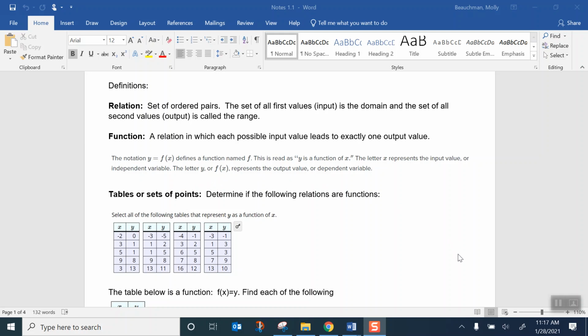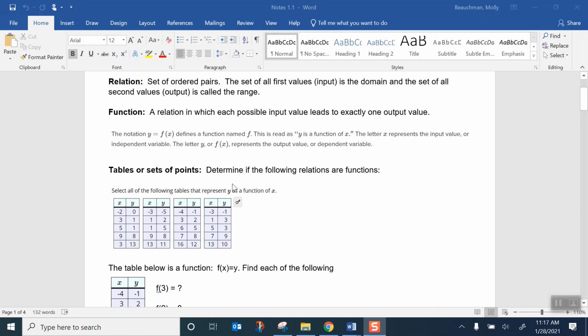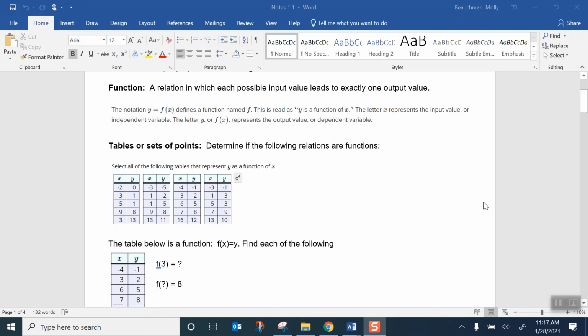So you can have a function or a relation presented in different ways. If you have a table or a set of points, and we want to determine if the following relations are functions, check to make sure that for every input there is only one output. For example, select all the following tables that do represent y as a function of x. In the first table, notice x value -2 only goes to 0, 3 goes to 1, but if you look further down the table, 3 also goes to 13. So if we have the same x value, 3, with two different outputs, then that's not a function. It's still a relation, but it's not a function.